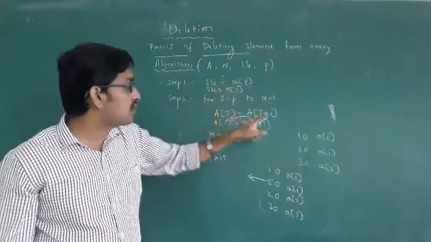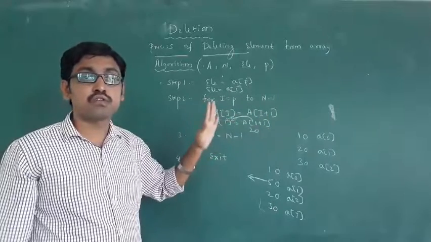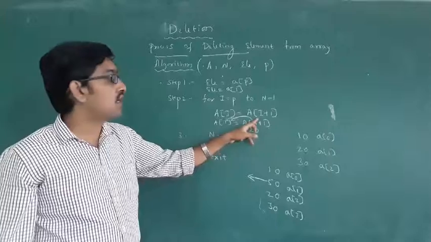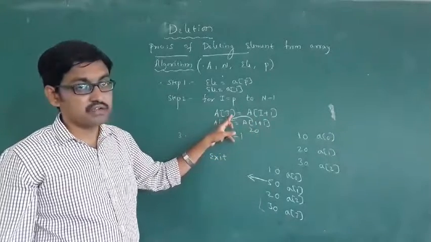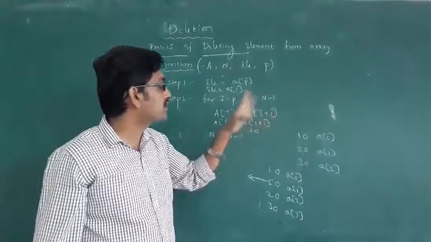But in insertion it is the opposite. Okay, this you have to remember, don't confuse. In the insertion operation it is A of I plus 1 equal to A of I, but in the deletion operation it is A of I equal to A of I plus 1.